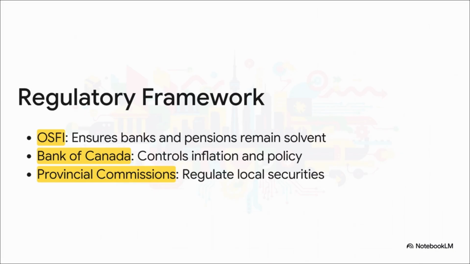Now, here is a really interesting quirk about how Canada structures its oversight. Unlike a lot of other countries, Canada doesn't actually have one single national securities regulator. It's a team effort. At the federal level, the Office of the Superintendent of Financial Institutions, or OSFI, ensures our banks remain solvent. The Bank of Canada handles monetary policy and keeps an eye on inflation. But meanwhile, securities themselves are regulated at the provincial level, so places like the Ontario Securities Commission, or OSC, working to protect local consumers and stop systemic risks from taking root.